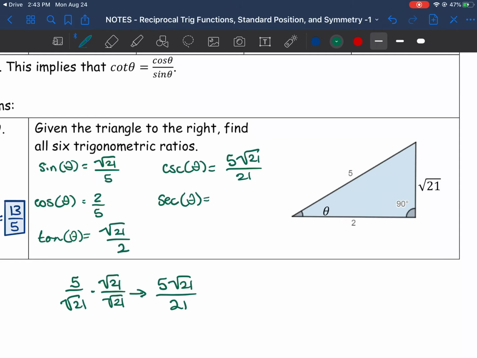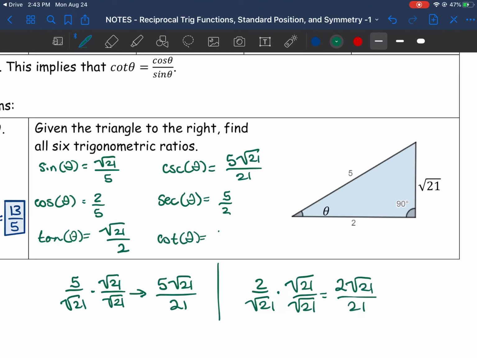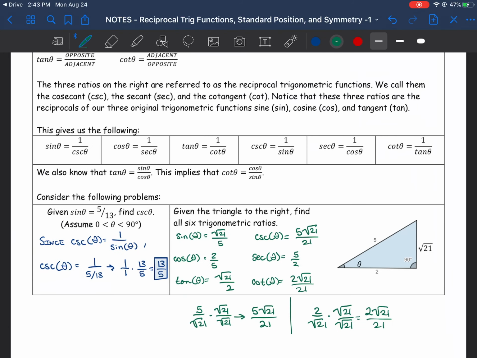Well, that's 1 over the cosine of theta, so 1 over 2/5 would be 5/2. And then the cotangent of theta is 1 over the tangent of theta, so instead of square root of 21 over 2, we would get 2 over square root of 21. But once again, we don't like square roots in the denominator, so let's multiply both the numerator and denominator by the square root of 21. And this is going to give us 2 square root of 21 over 21. All right. So those are our 6 trigonometric ratios specific to that right triangle.